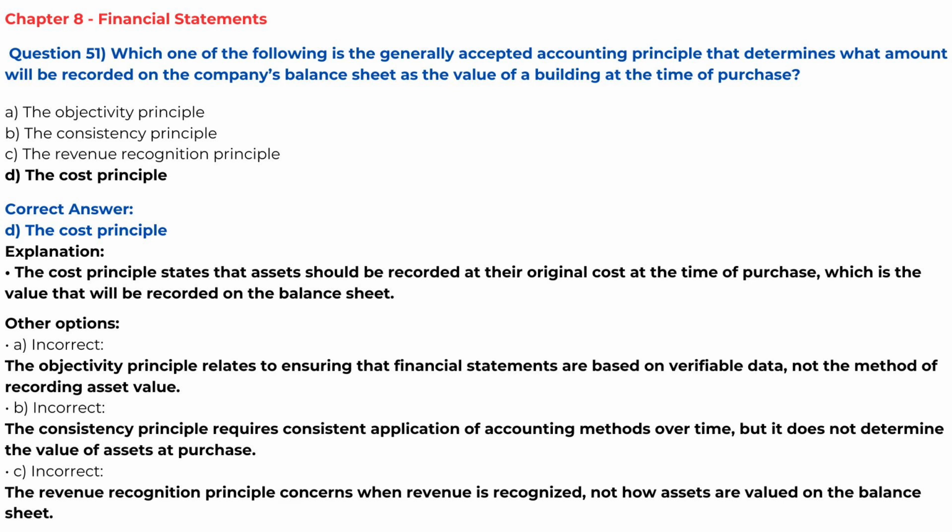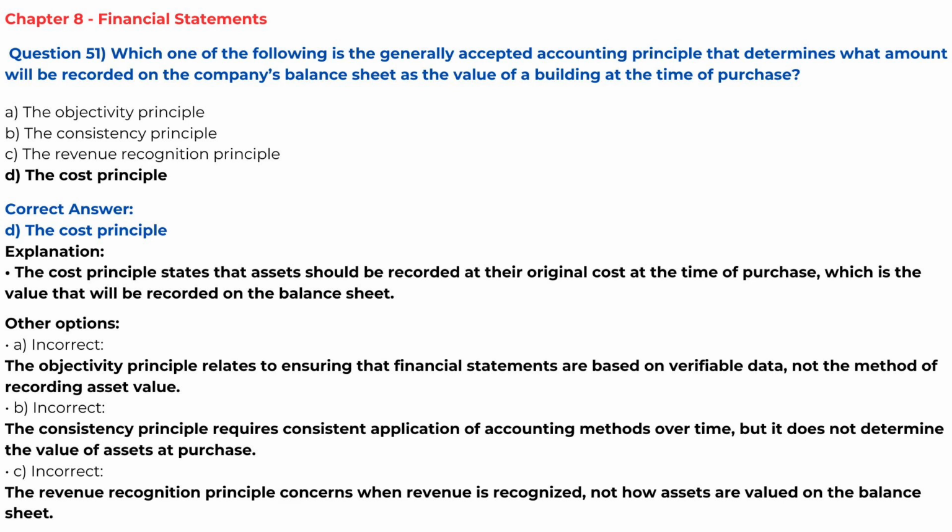Question 51. Which one of the following is the generally accepted accounting principle that determines what amount will be recorded on the company's balance sheet as the value of a building at the time of purchase? Correct answer: D, the cost principle. Explanation: the cost principle states that assets should be recorded at their original cost at the time of purchase, which is the value that will be recorded on the balance sheet.